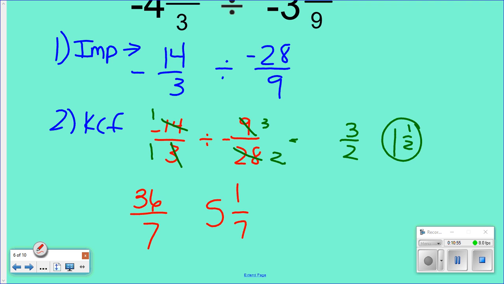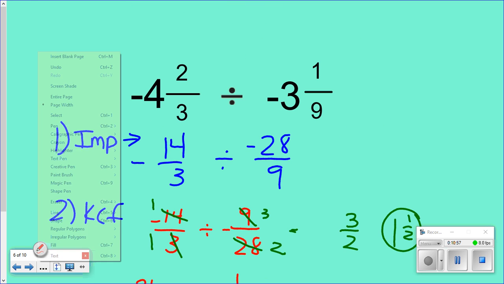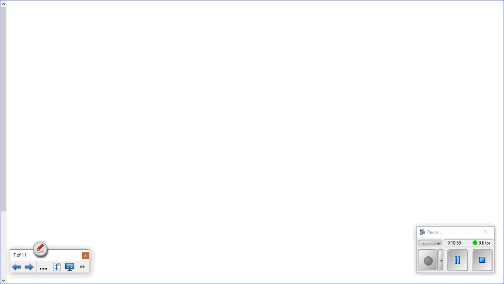All right, let's try one. You try one. I'm going to give you one more. Ready? Let's do negative 2 and 1/4 divided by, and I don't know what kind of reducing is going to happen here, 1/3. There you go. Negative 2 1/4 divided by 1/3. And it probably isn't going to turn out great. Just saying.